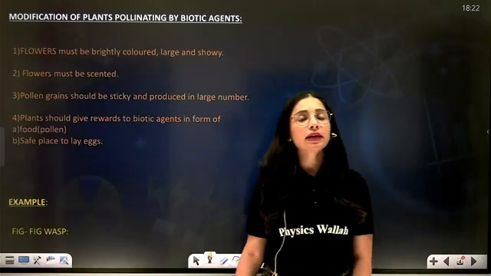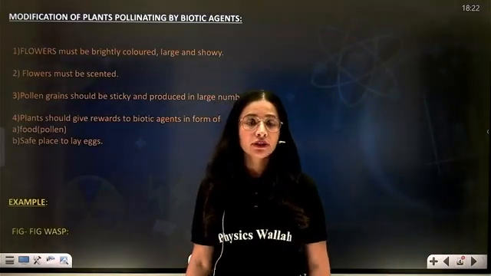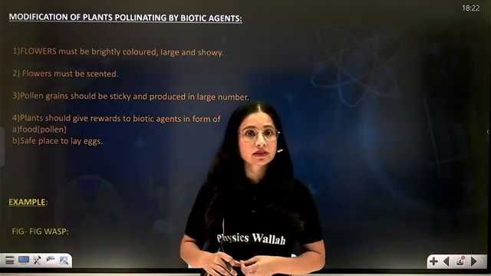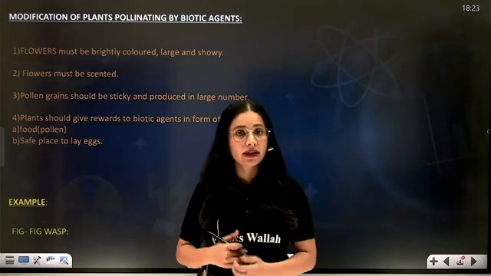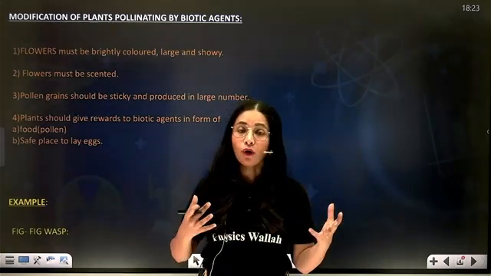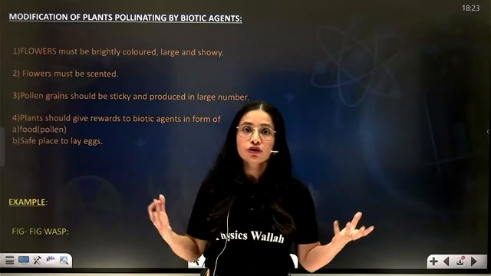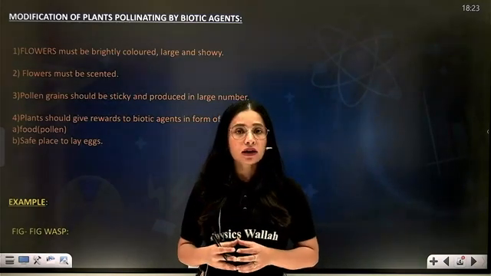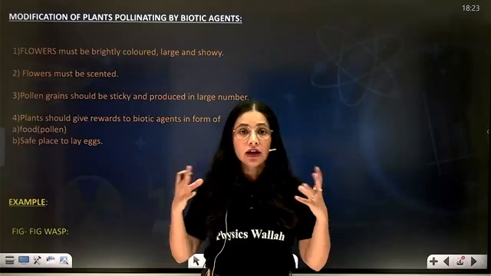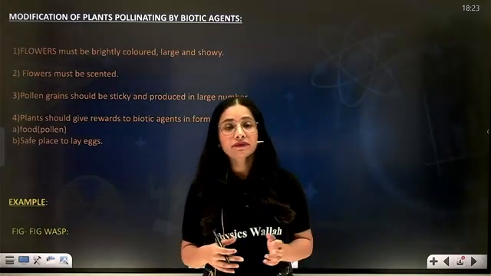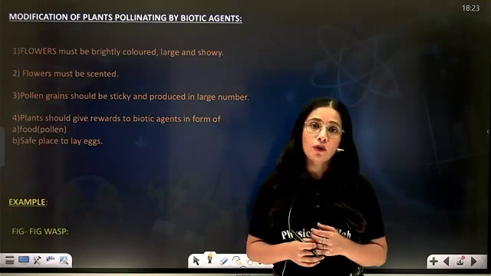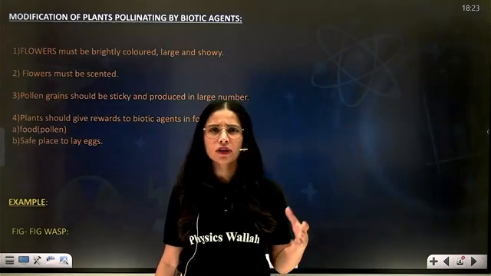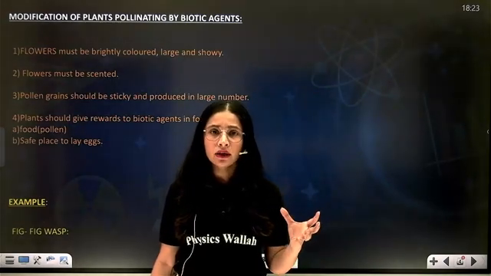But before we start with the examples of biotic pollination, you should see that if plants want to get pollinated by living organisms, then how should they get modified, how should they make themselves in order to attract these living organisms to allow pollination. First of all, beta, flowers of such plants should be very brightly colored, large and showy. Not like you have seen in wind pollinated or water pollinated plants. There you have seen that their flowers were very small, inconspicuous, not brightly colored, not showy.